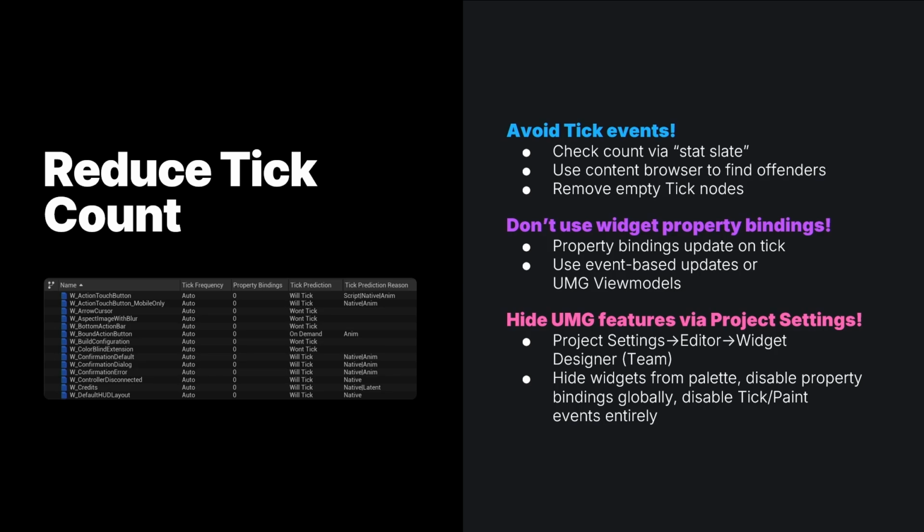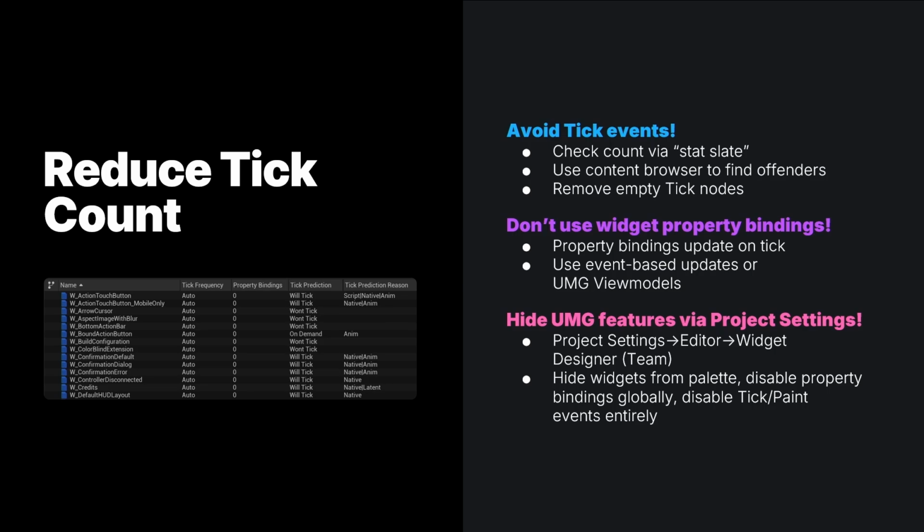So a nice little trick with the content browser is if you switch it to column view, we'll show metadata on all of the assets that it is showing. And one of the metadata things we add to widget blueprints is their tick frequency, tick prediction, so an idea of if they'll tick and why they'll tick.